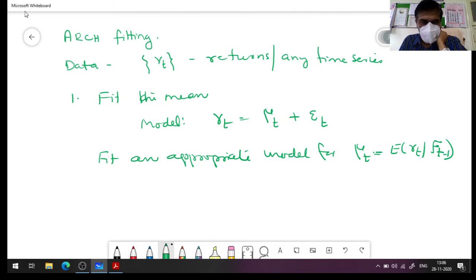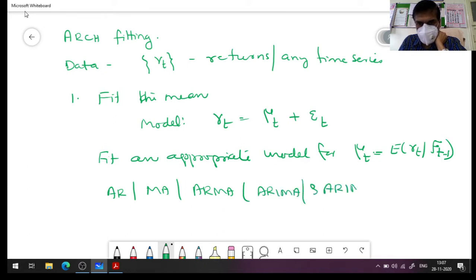So what is it that we wanted here? I want to fit this, and for example you can have an AR, you can have ARMA, you can have a moving average, you can have an ARIMA, you can have a seasonal ARIMA. So this could be the model that you are fitting for the RT, and the specification of this we have already learned how to go about.